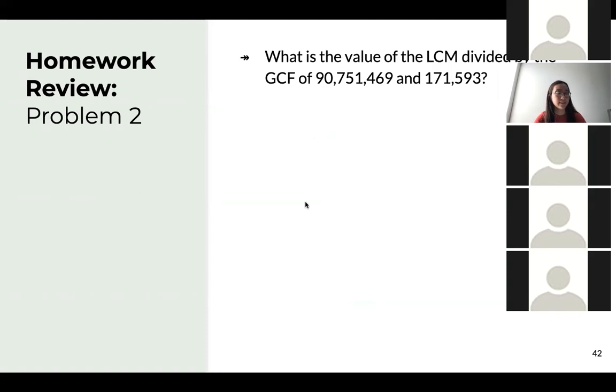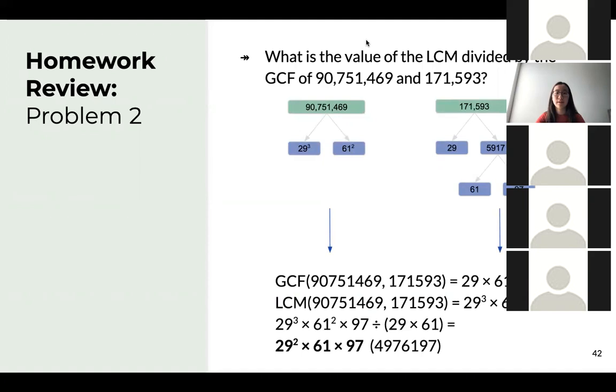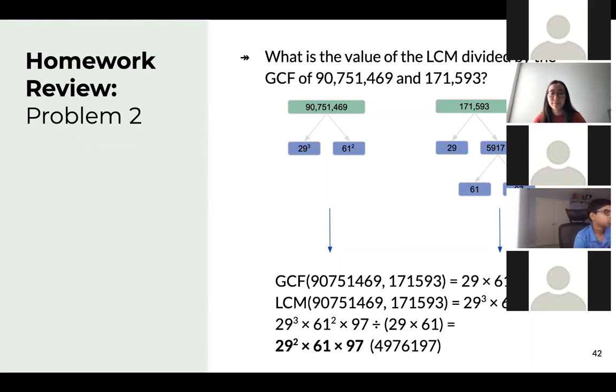Yeah, this one is definitely tricky. The numbers are kind of outrageously large. But as always, the first step is to find the prime factorizations of both numbers. And as we went over yesterday, you can use that prime factorization to find both the greatest common factor and the least common multiple. So the greatest common factor would be whichever factors are shared between both of the prime factorizations. You can see that both of them have a 29 and both of them have a 61. So those multiplied together become the greatest common factor.